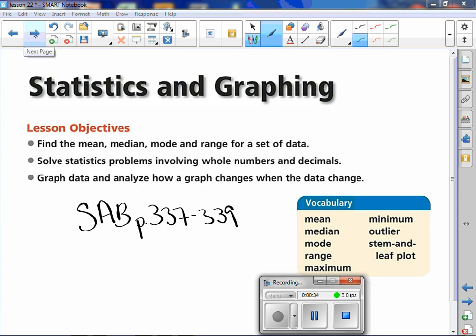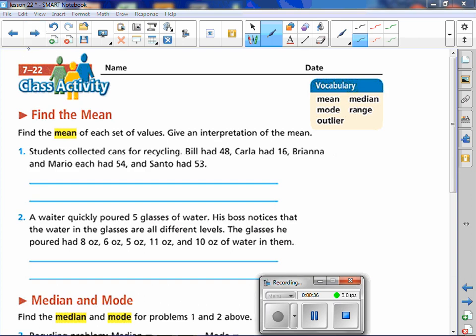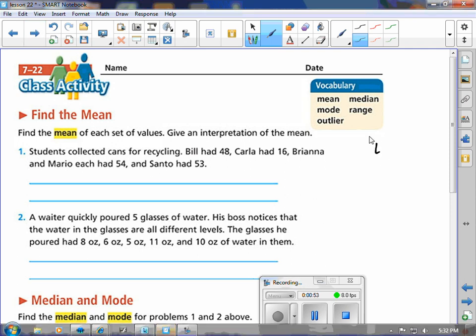So SAB page 337, 339. Find the mean for each set of given values. Give an interpretation of the mean. So remember, the mean is the average. It's where you add them all up and divide by how many there are. So we're going to go ahead and read this.